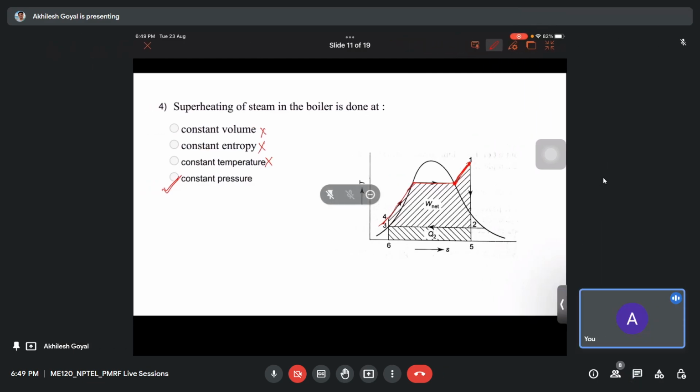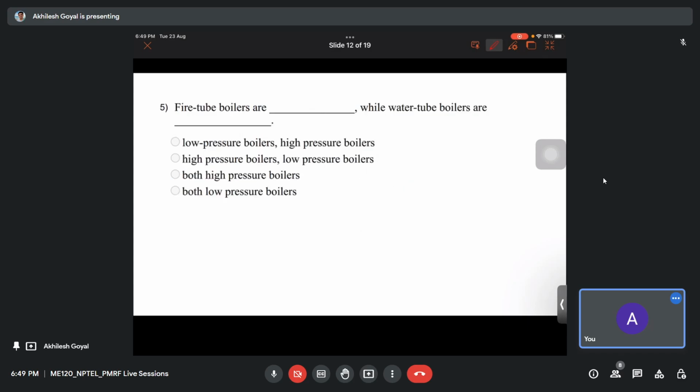So now move to the next question. Fire tube boilers are blank space, while water tube boilers are blank space. The options are low pressure, high pressure, low pressure, both high pressure and both low pressure.